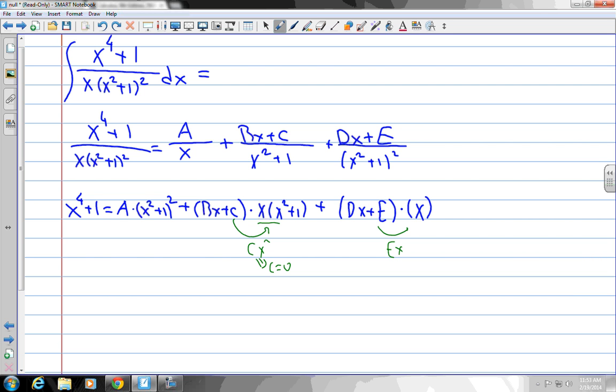There's the cx squared, but that's already 0 because this is the only cubic term, isn't it? Will this be the only cubic? I'm just double checking. No cubic, so that's 0. Ex is the only linear, right? That's the only cubic. So c equals 0, e equals 0, so that helps.